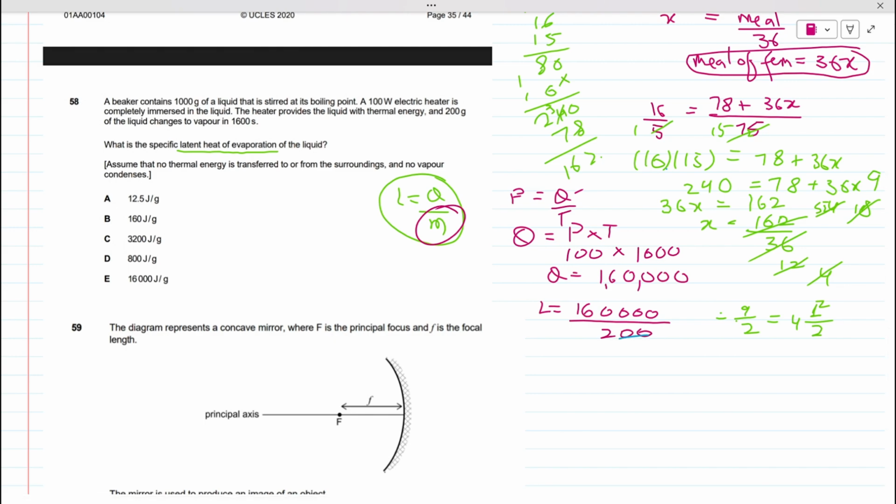Just cancel it. 0 cancels with 0. 2 ones are 2. 2 8s are 16, right? So L is equal to 8 and we are left with these two zeros. So 800 joule, of course, because this is energy. So if we see this in the options, our answer is option D. 800 joule per gram, of course, would be the unit, because joule is the unit of energy, and the unit of mass is gram, so joule per gram.